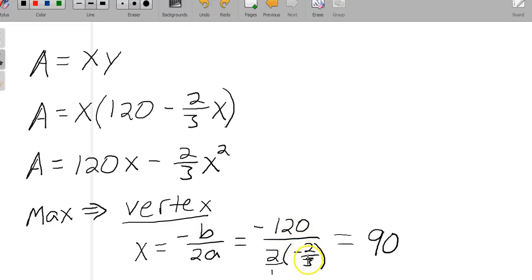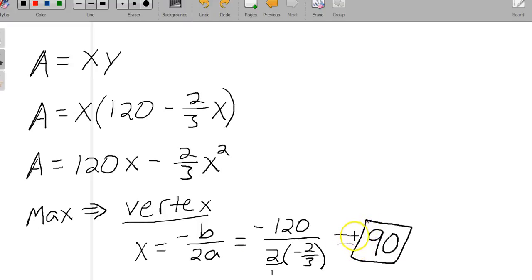And then this 3 will get flipped up to the top, because if you're dividing by a fraction, you multiply by the reciprocal. The 3 ends up on top. 3 times 30 gives me 90. And so that is the length of the rectangle. X is equal to 90.